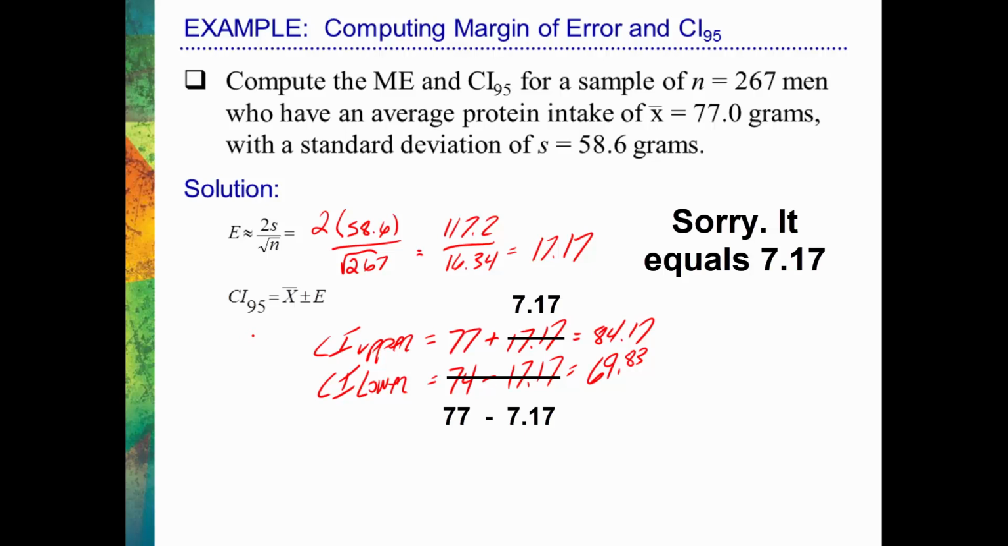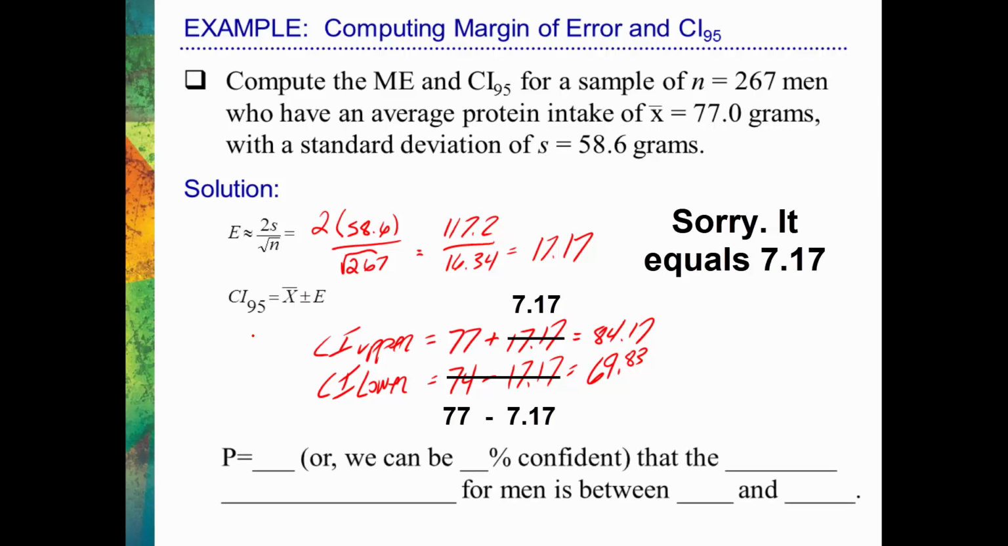Let's go ahead and make sure that we can now interpret this like we interpreted the last one, making sure we understand there are 3 important things that we really want to focus on in our interpretation. So first of all, what's the probability? Well, we are computing 95% confidence intervals. That's a pretty high level of confidence. In other words, the probability is very high that our confidence interval will contain the actual population mean. So the probability is 0.95. Or we can be 95% confident.